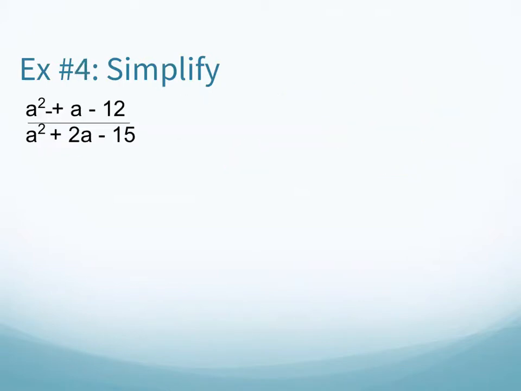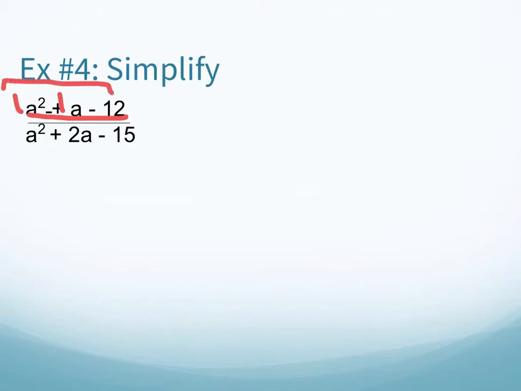So example 4, we have a squared plus a minus 12, all divided by a squared plus 2a minus 15. So we'll start in the numerator, a squared plus a minus 12. So three terms, and these are all 1s in front of these a's. So greatest common factor would just be 1. So we'll do brute force.